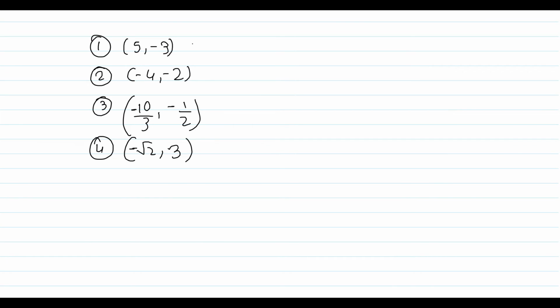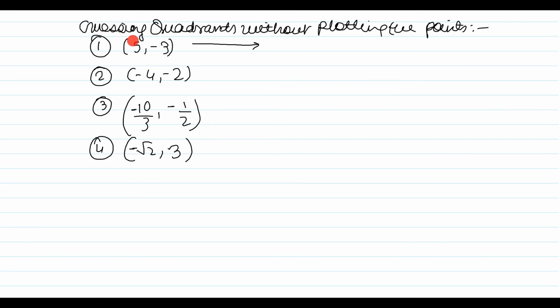So let me give you some random points, and try to tell me without plotting these points which quadrants they belong to. Here I have given you 4 points. So please try to guess the quadrant of these points by seeing their coordinates, and do not plot them as of yet. Okay, try to guess them without plotting the points. Now let me try to give you an explanation.